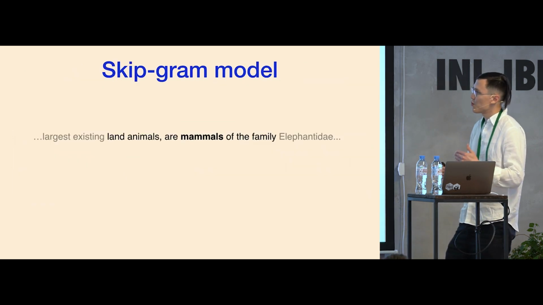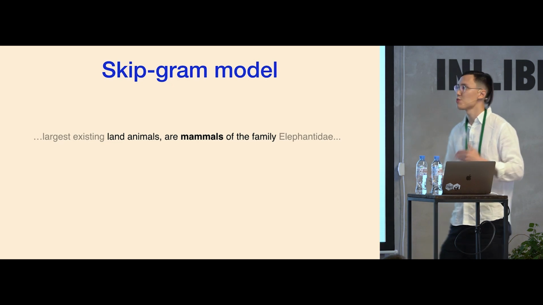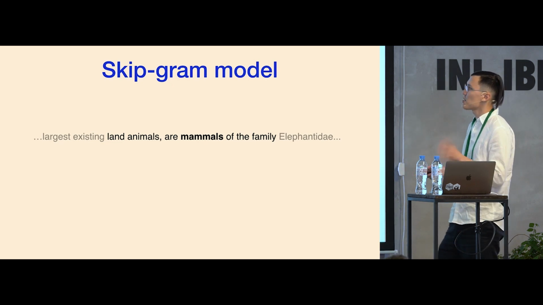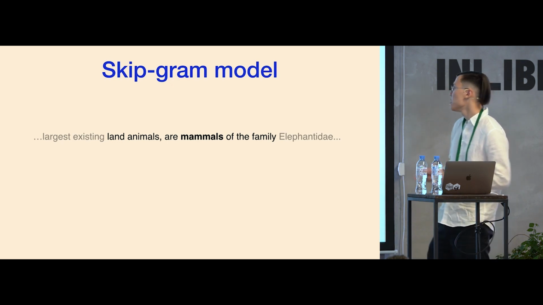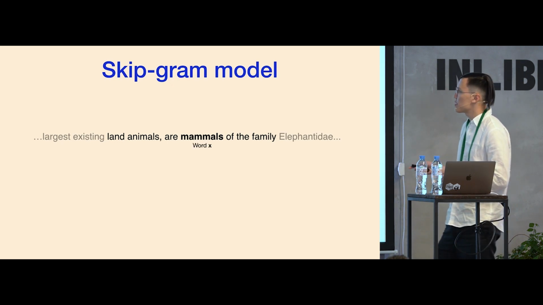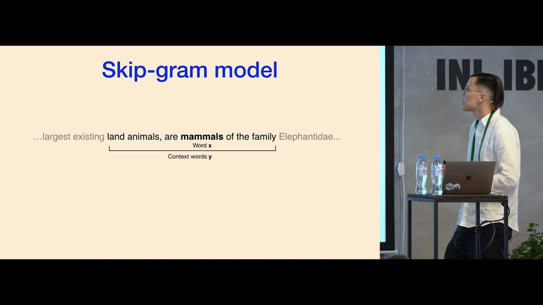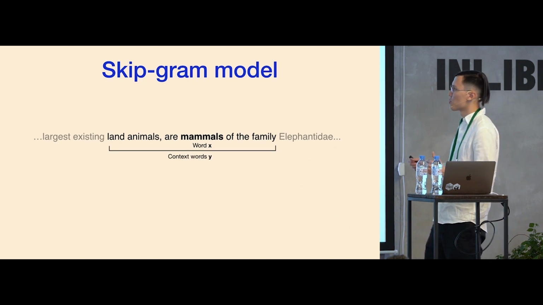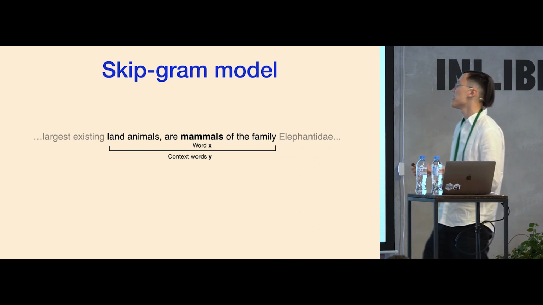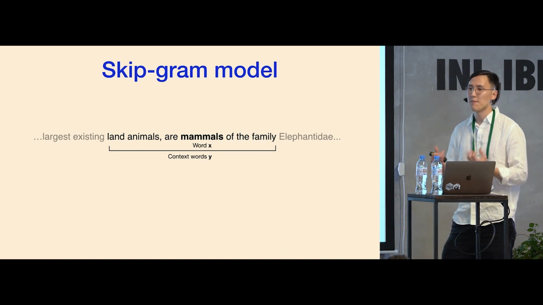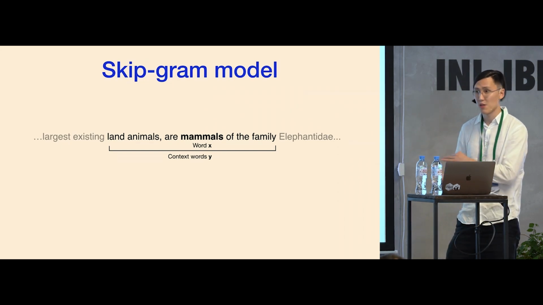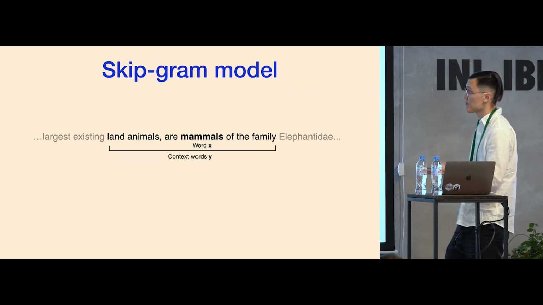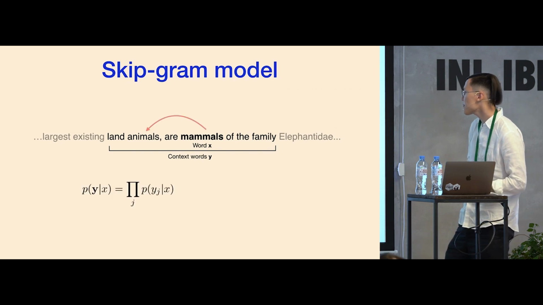First, we start reading the text we want to train on, and imagine at some point we are focused on this word. We read this word, mammals. This is our current word, and we somehow have to choose the context for this word. For simplicity, we can think of it as all words that are in close proximity to this word. For example, 3 words to the left, 3 words to the right. This will be the context of this word, denoted by Y.